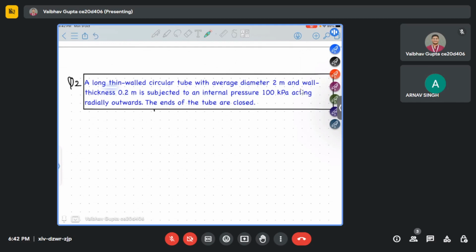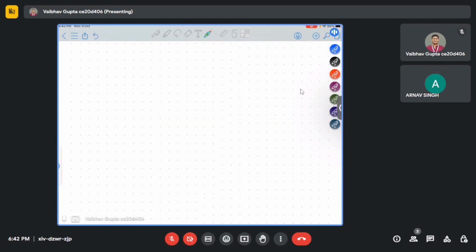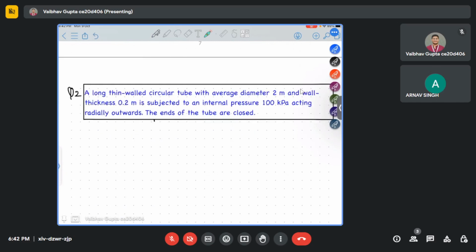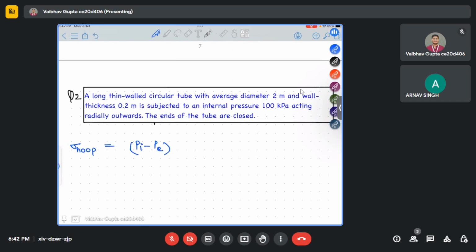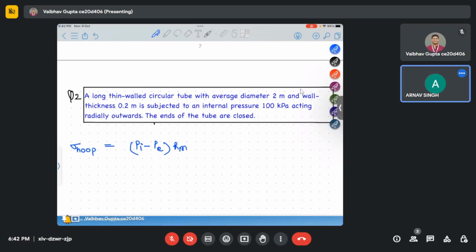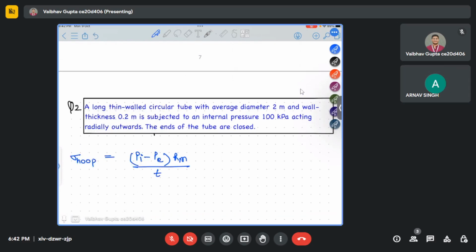So the point to be understood is that thin walled is mentioned. So we'll use these formulas whatever I have told you here. So first question they have asked is what is the hoop stress. So sigma hoop is nothing but Pi minus P or P naught, whatever, Rm by t. Okay, in this question what is Pi?